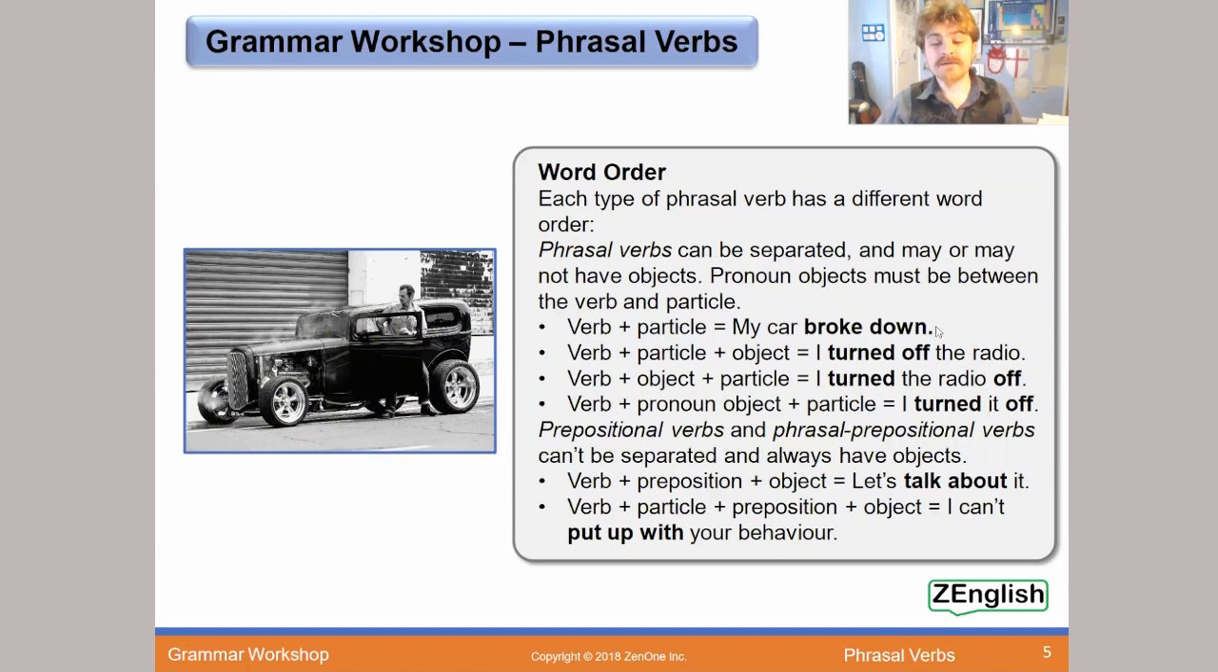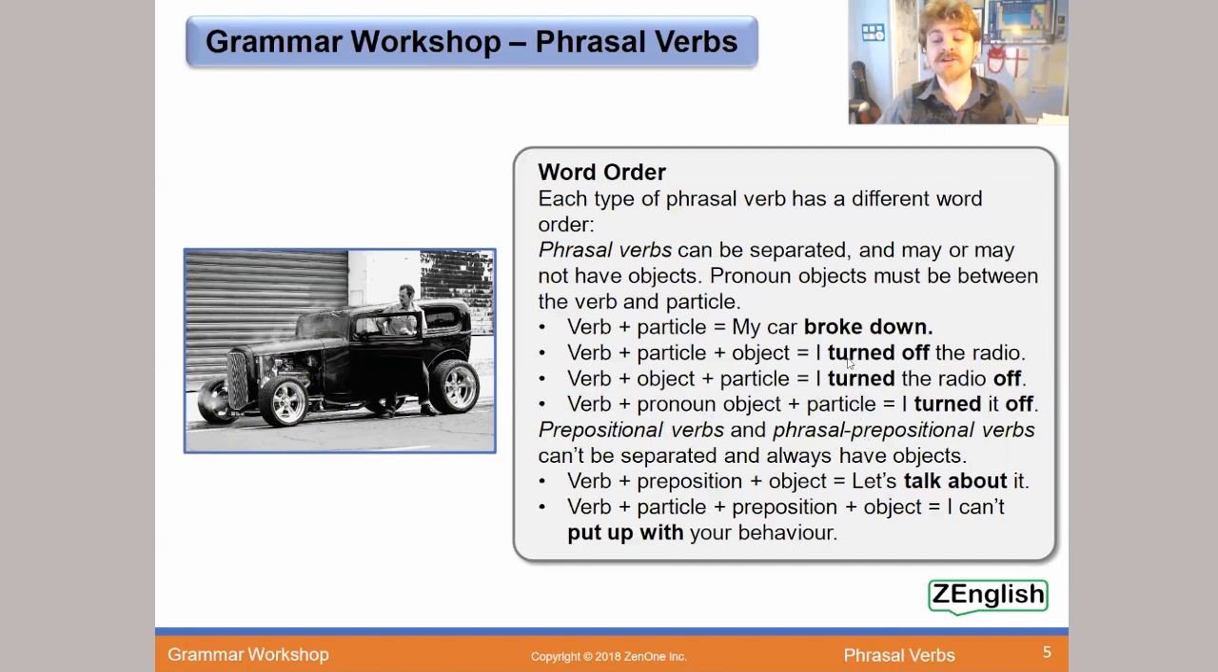Okay, my car broke down. So you can put it in any of these orders. You can say verb plus particle, or verb plus particle plus object. I turned off the radio. Or you might say verb, object, particle. I turned the radio off. Sounds very natural. Or you might hear this, and this must be the case with pronouns. Verb, pronoun, particle. I turned it off. Just like I said, I switched it on.